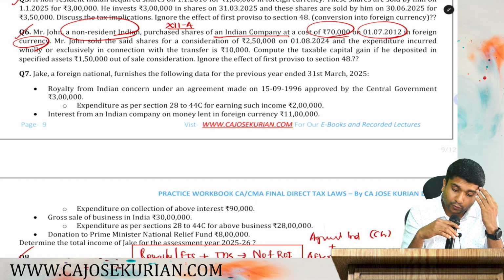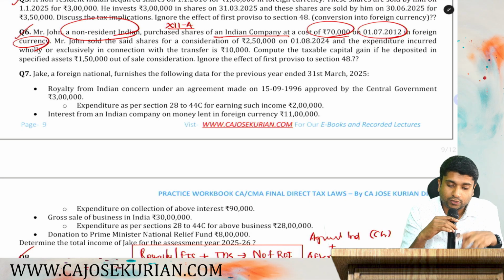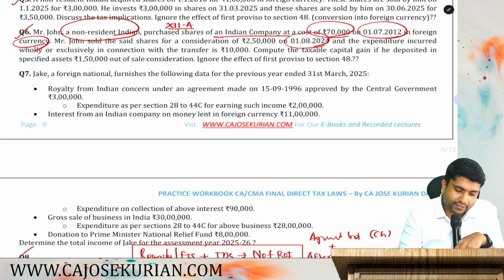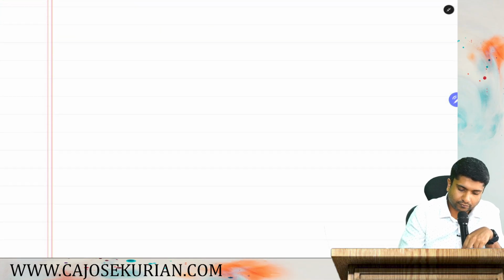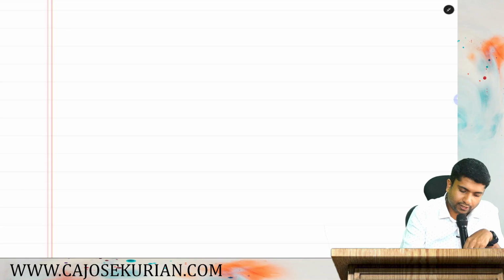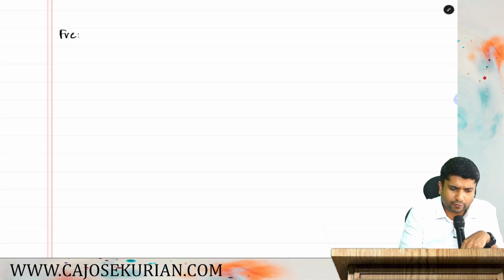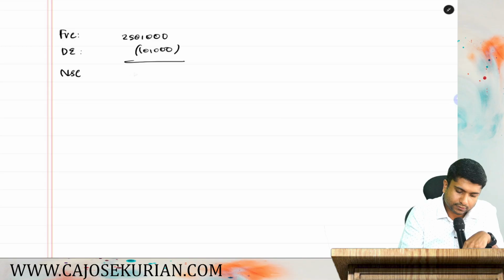Mr. John sold the shares for consideration of 2,50,000 on 1/8/2024. Expenditure incurred wholly and exclusively in connection with the transfer is 10,000. So we have full value consideration as well as direct expenses on transfer. So we will write full value consideration first. How much is the full value consideration as per the question, friends? It is 2,50,000. And direct expenses on transfer is how much? Say 10,000. And hence how much is the net sale consideration? 2,40,000 is the net sale consideration.